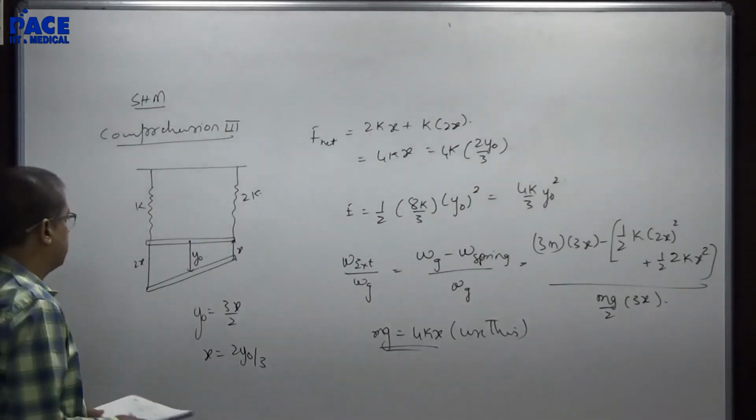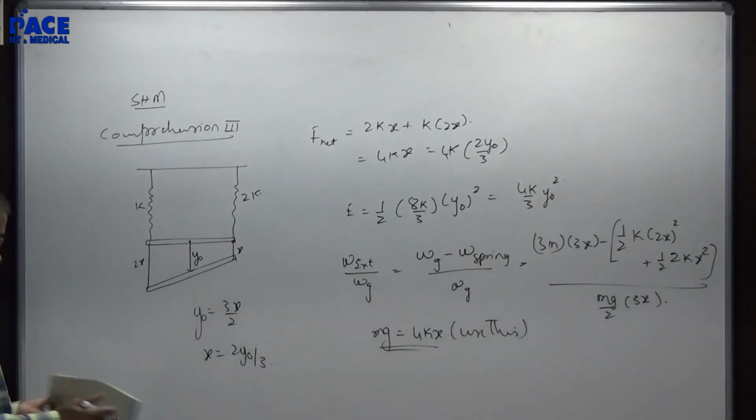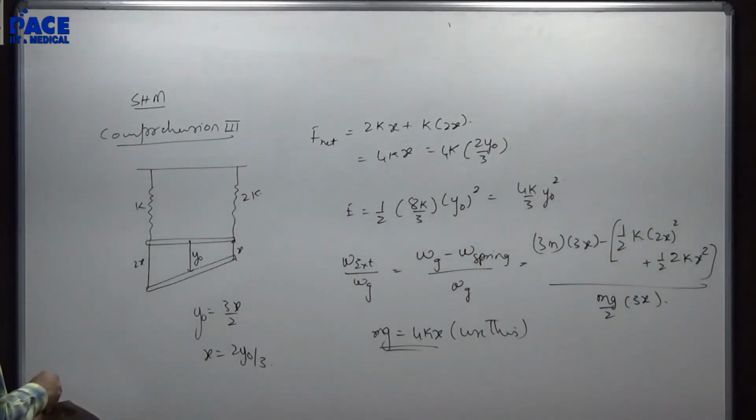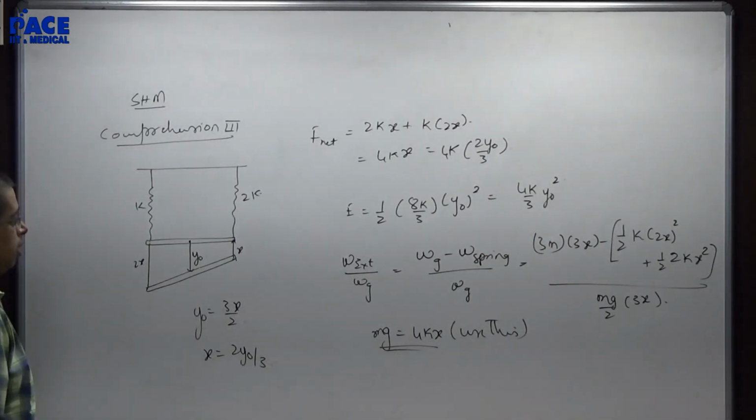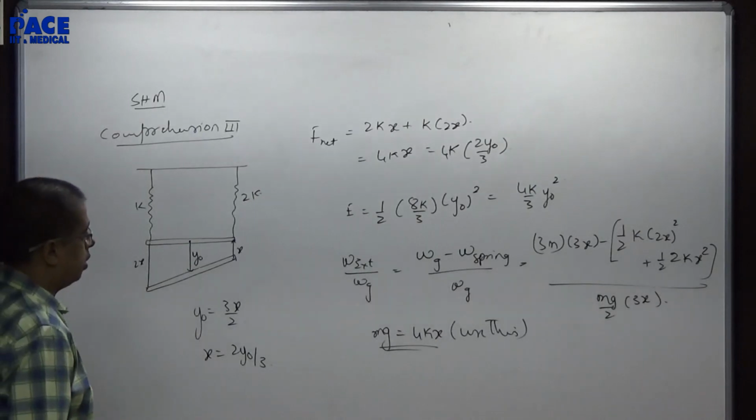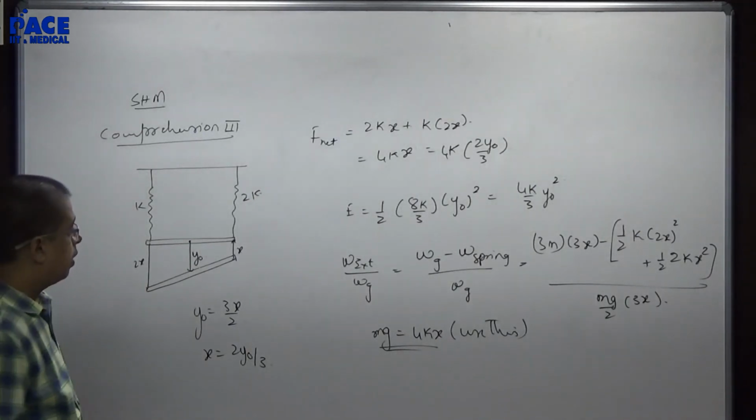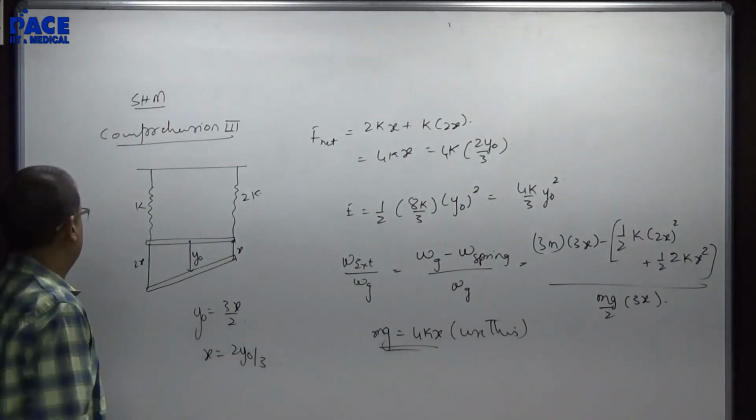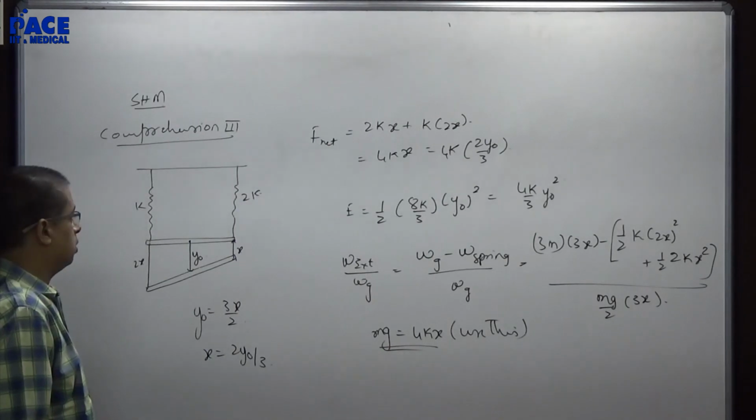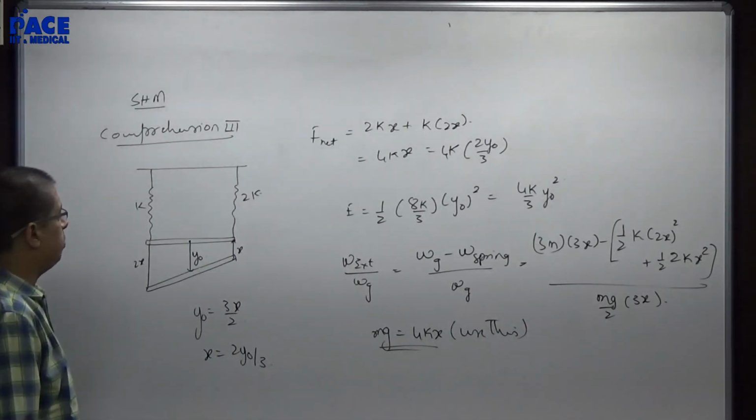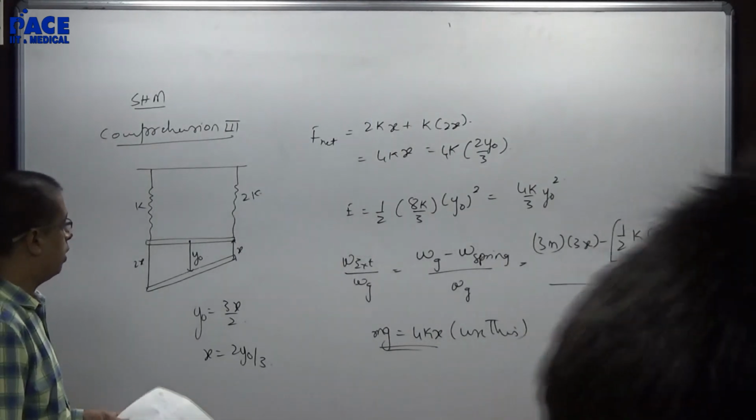Total mass. Work done by gravity में है. Total mass कितना है? M. Total mass कितना? M into y naught. 2M or M? Sir, M. M into 3h by 3.